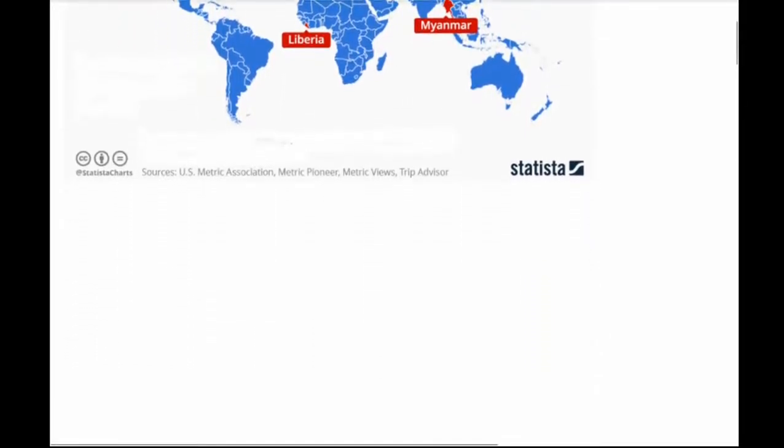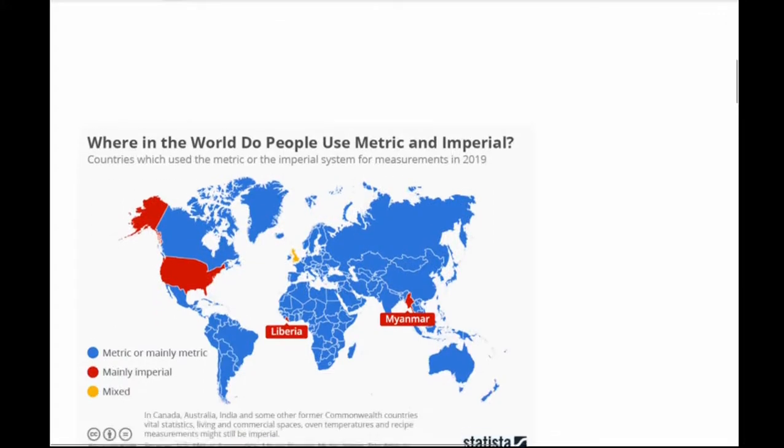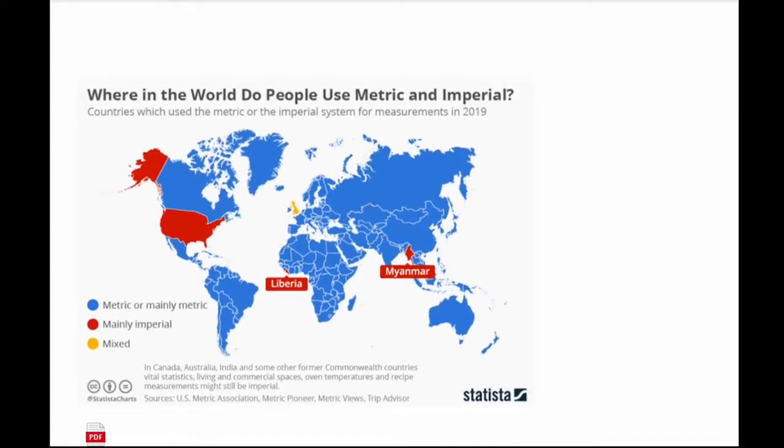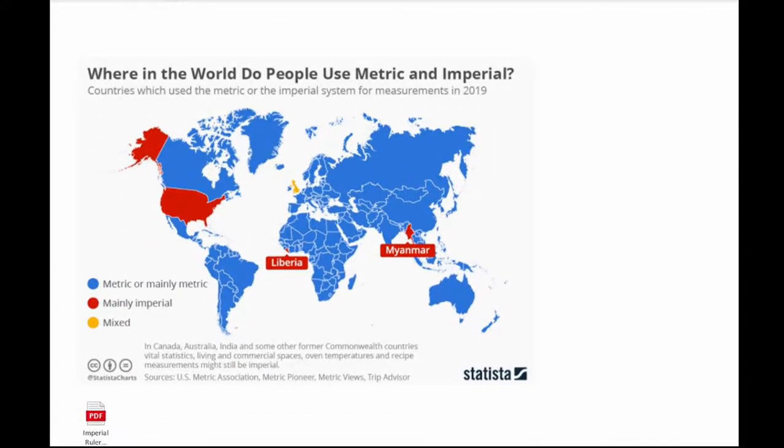So the three countries in red, the United States, Liberia, and Myanmar, use a system called the Imperial System. And all of the other countries in blue primarily use the metric system. Now, if you're familiar with these types of measurements, then you will probably realize that we do use parts of the imperial system in Canada, but primarily a lot of the stuff is in the metric system. So we're going to be looking at those two types of measurement systems today.